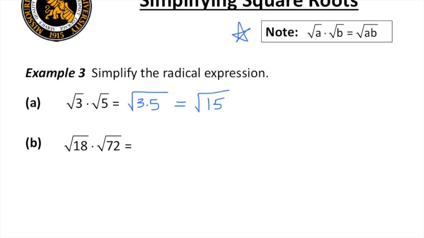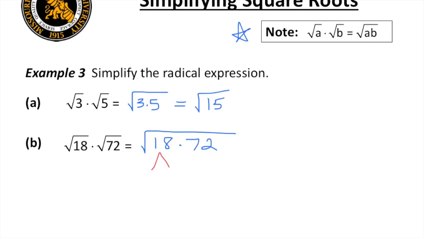In example 3b, our numbers are a little bit larger, but the process is the same. So since we have the product of two square roots, we can write this as one single square root with our product underneath. So we have 18 times 72 underneath our square root. Now, neither one of these numbers are perfect squares. So we could multiply them together, but the number will get very large and it'll be even harder to determine the perfect squares that divide it. So if we can determine some perfect squares that divide these smaller numbers, that will help us.